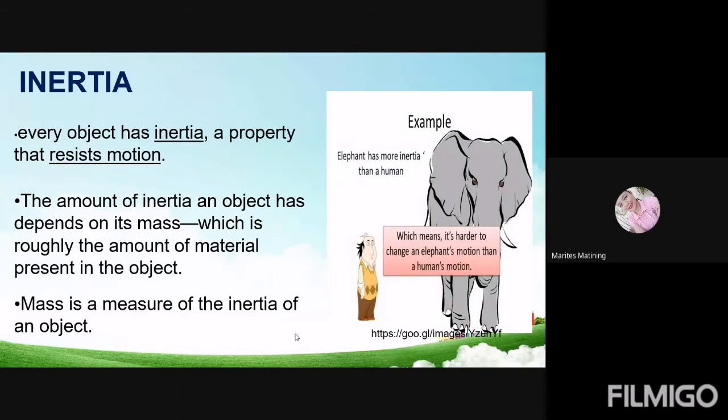Okay, yes, Cecil. Ma'am, yung elephant po. Okay, yes. So, elephant has a greater mass than the man. Right? Therefore, elephant has more inertia than a human.